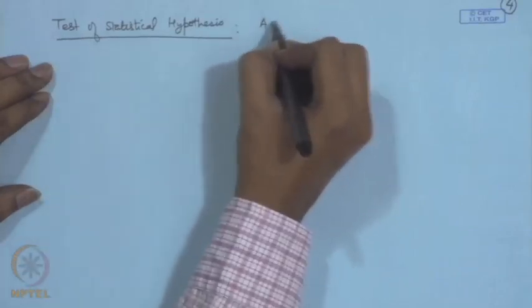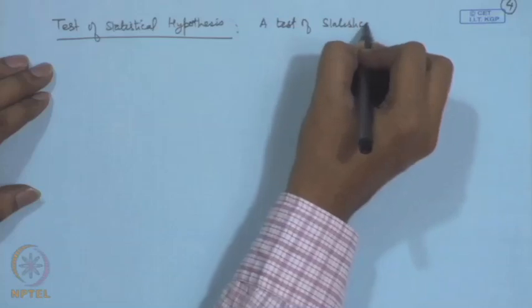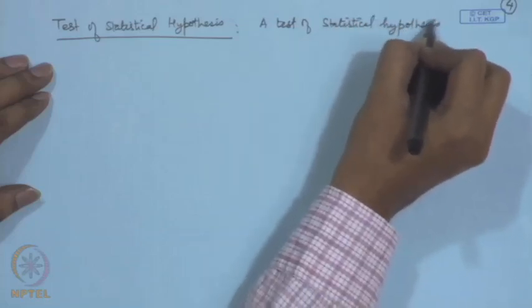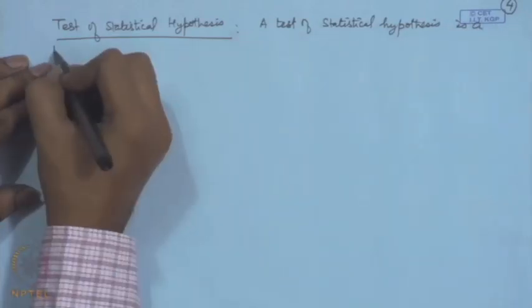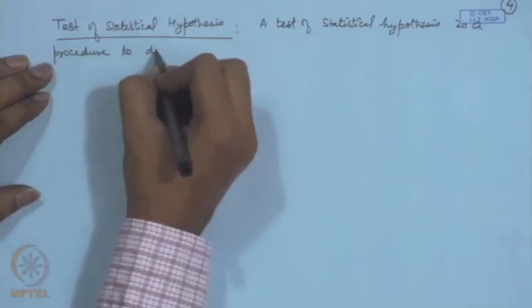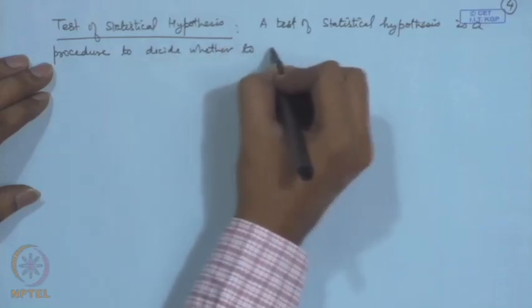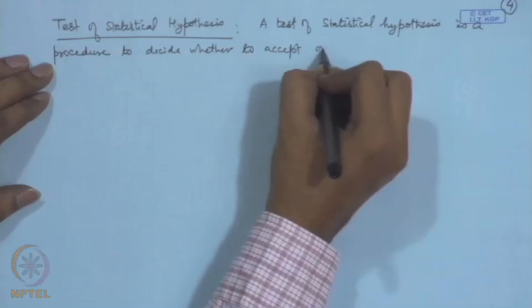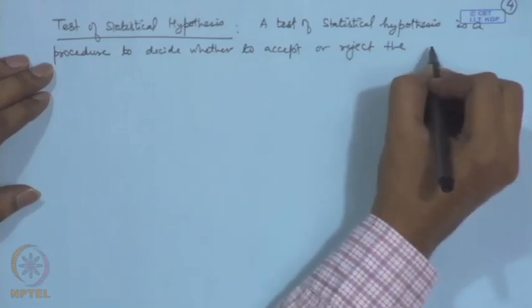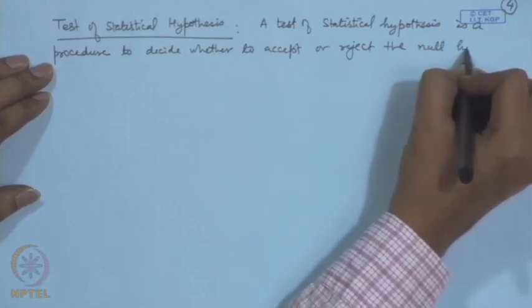So, a test of a statistical hypothesis is a procedure to decide whether to accept or reject the null hypothesis.